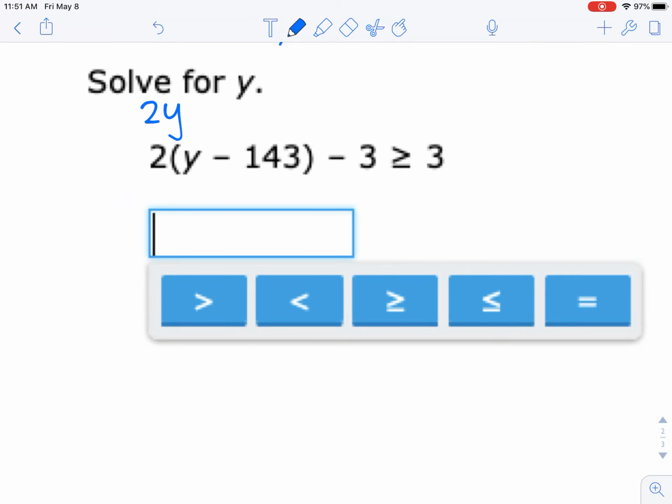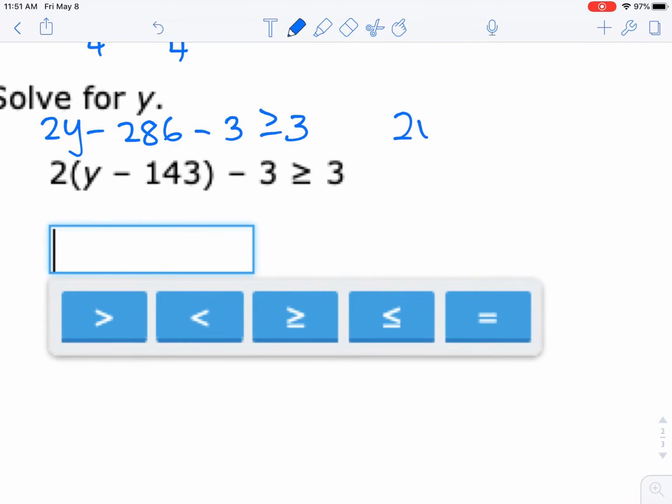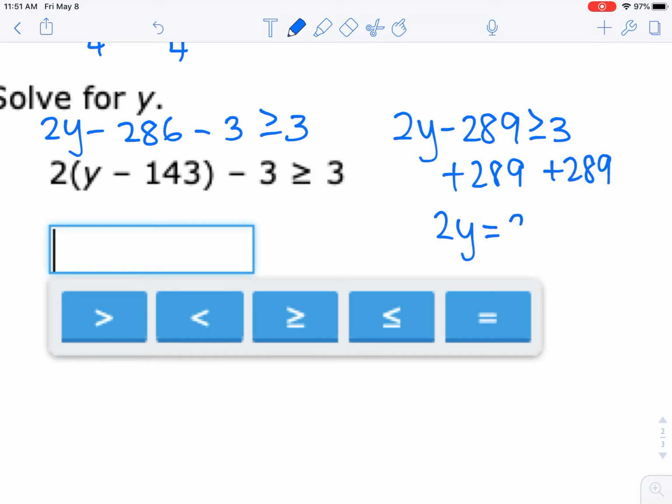Distribute. Combine like terms. Add 289. And then divide by 2. $146.